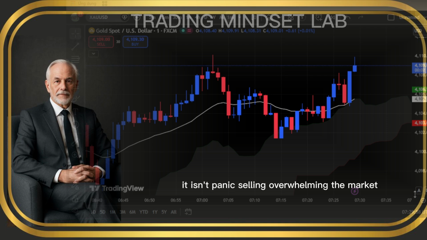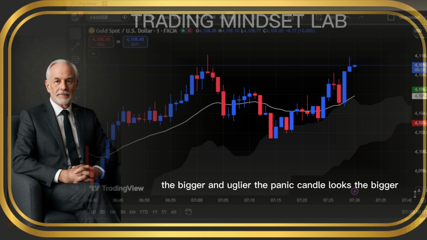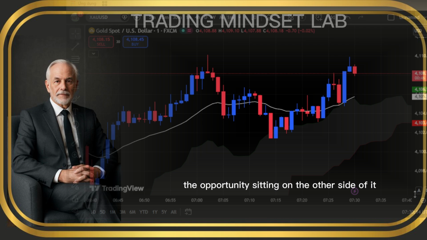It isn't panic selling overwhelming the market. It's panic selling being absorbed, on the other side of every single sell order, by buyers who have been waiting patiently for exactly this moment to arrive. The bigger and uglier the panic candle looks, the bigger the opportunity sitting on the other side of it.